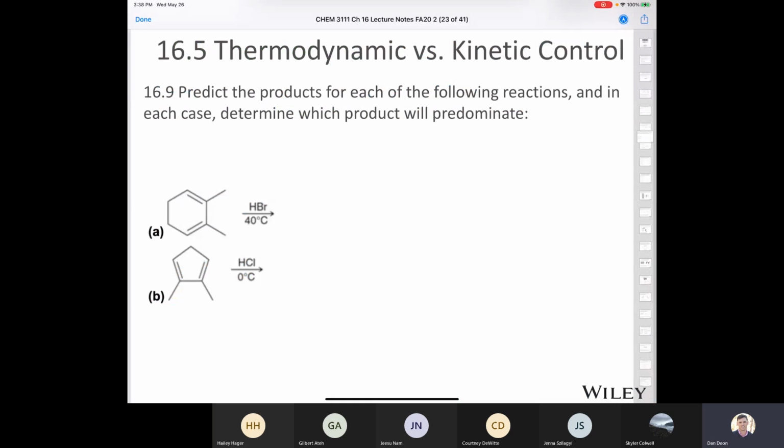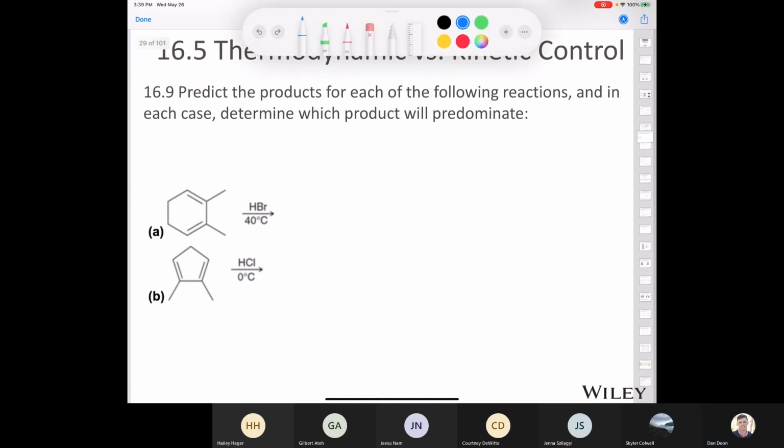All right, let's take a look at this question. 16.9, predict the products for each of the following reactions. In each case, determine which product is going to predominate. So we'll start with the first one. And I'm just going to draw a line here. There we go. All right, so we've got HBr and we're at 40 degrees Celsius.